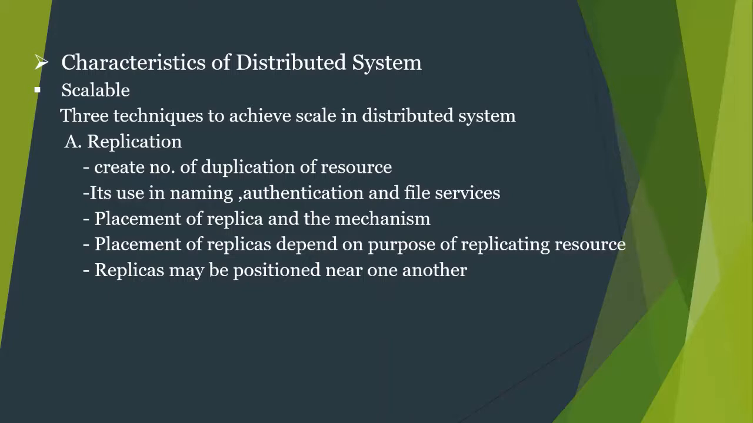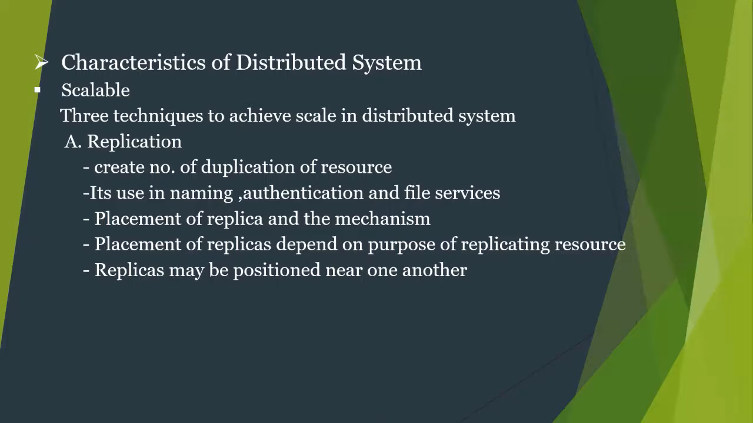The placement of replicas in a distributed system depends on the purpose of replicating the resources. If the majority of the users are local, and the service is being replicated to improve its availability or to spread the load across multiple servers, then replicas may be positioned near one another. If a change is made to the object, the change should be clear to everyone in the system. If inconsistent updates are received by different replicas in different orders, timestamps are used to differentiate these different copies.